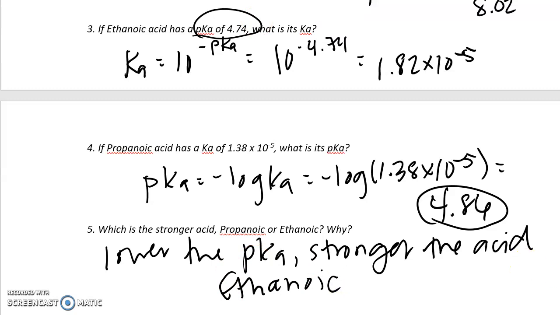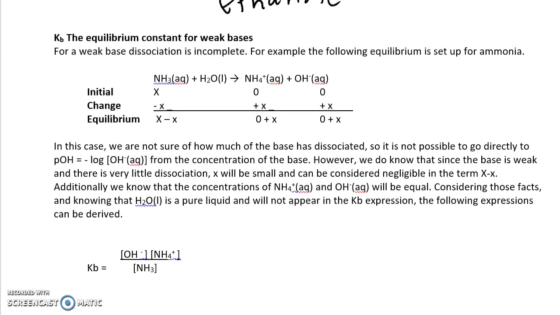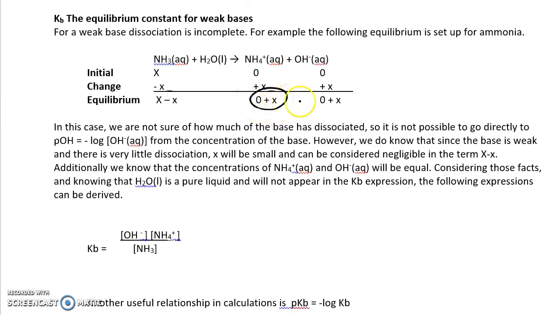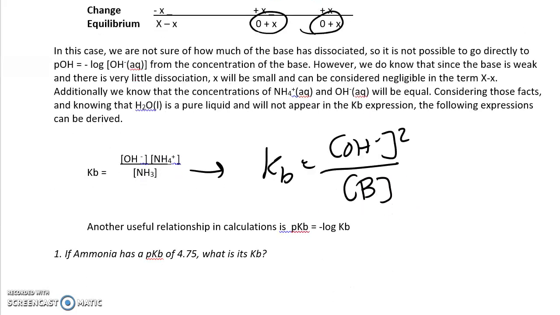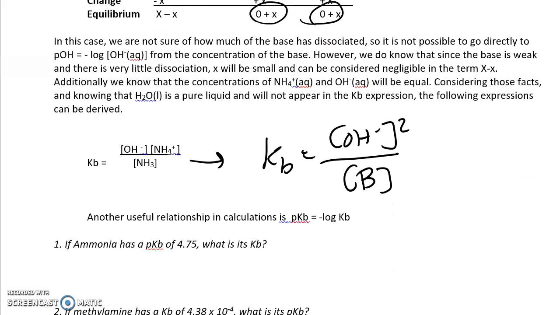All right, weak bases are pretty much treated the same way. What you're going to notice is the same kind of table that shows you that these two values afterwards end up being the same, which allows us just to simplify this. So we have Kb is our hydroxide concentration squared over our concentration of the base at the beginning. Okay, and then the same thing applies. The lower the pKb, the stronger the base.